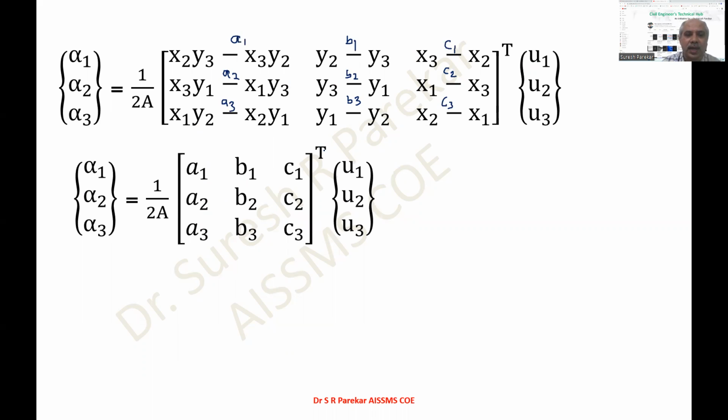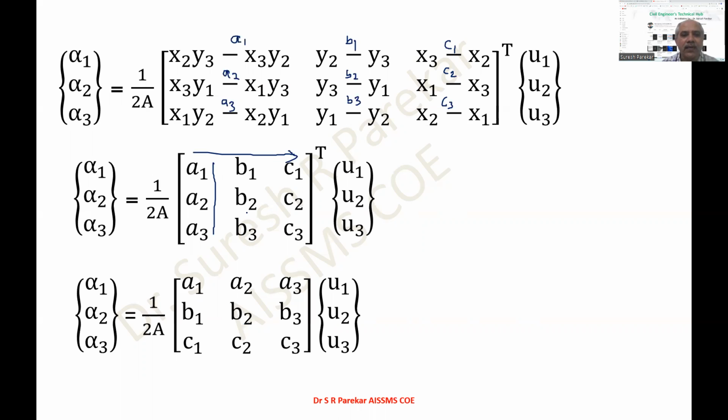Now by transposing, we are going to consider the rows as columns and the columns as rows. So you can see we have a1, a2, a3, this column becomes this row, then b1, b2, b3 becomes a row and c1, c2, c3 becomes a row. So this total is my A inverse. This is the value of A inverse.